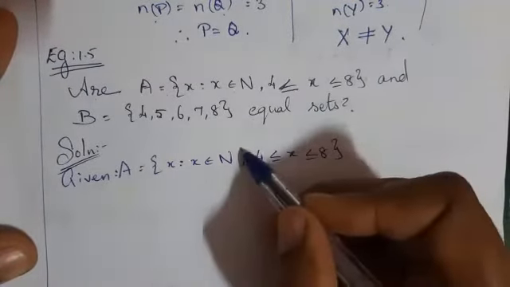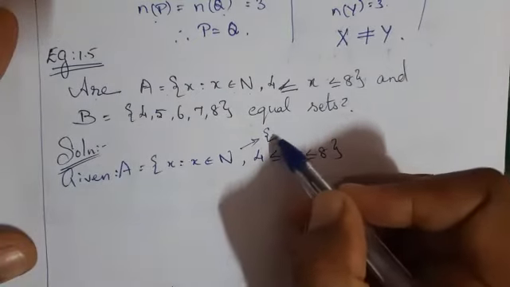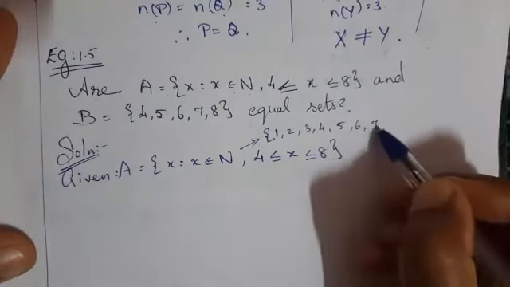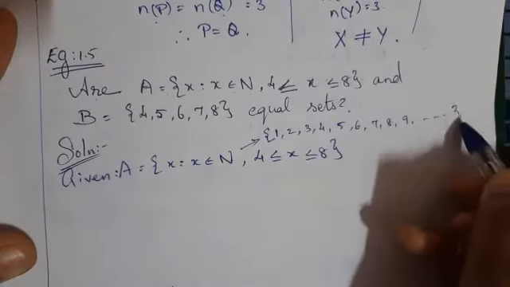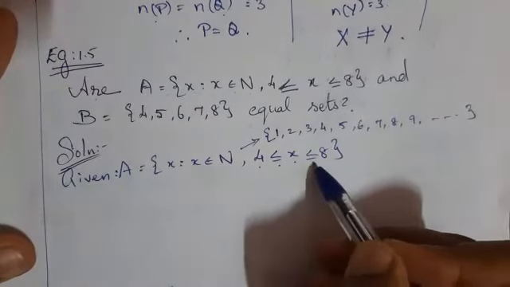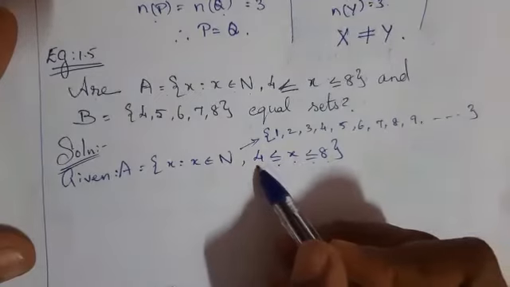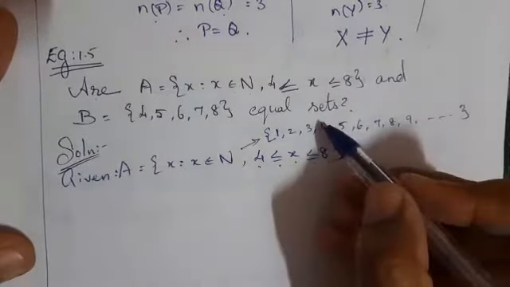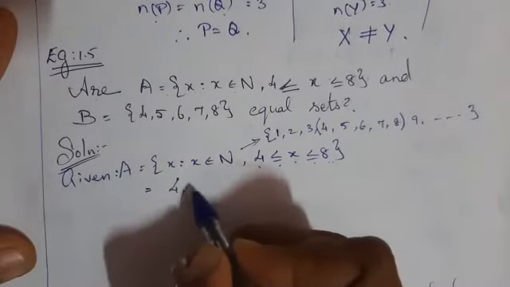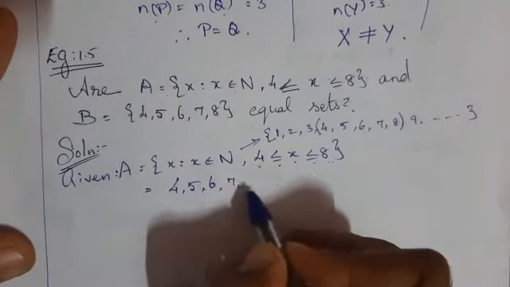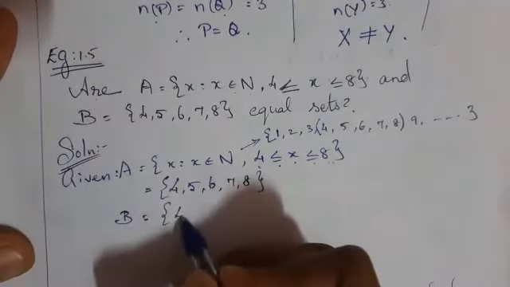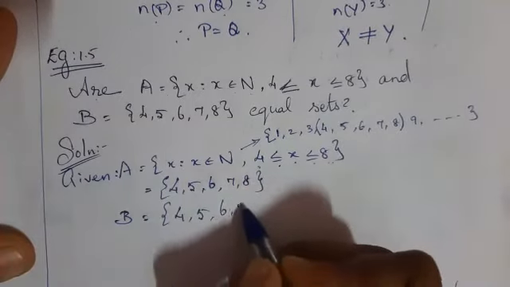What is the meaning of natural numbers? The numbers start from 1. What is the meaning of 4 less than or equal to x less than or equal to 8? It starts from 4 and ends with 8. Therefore, the elements are from 4 to 8. Therefore, the values are 4, 5, 6, 7, 8. Now, the set B is given directly as 4, 5, 6, 7, 8.